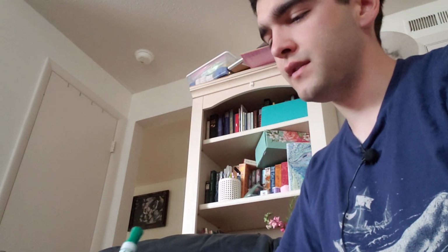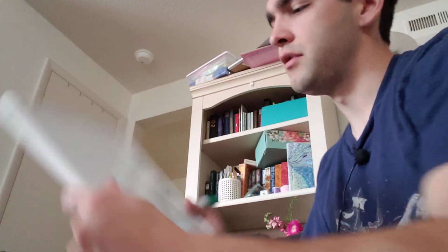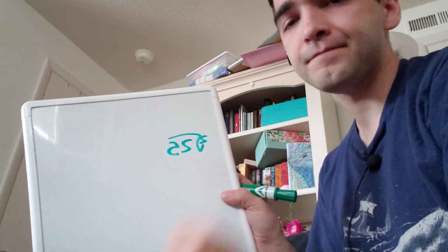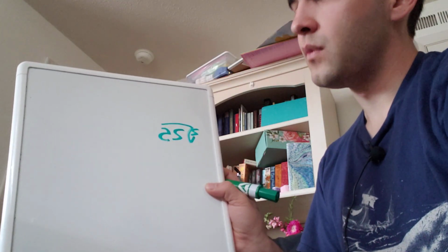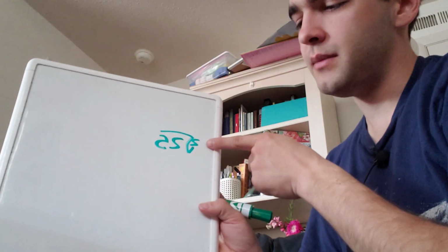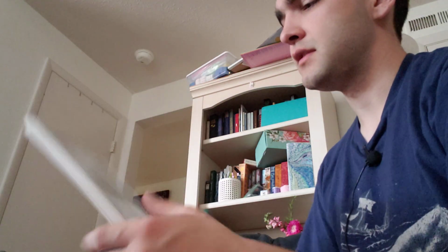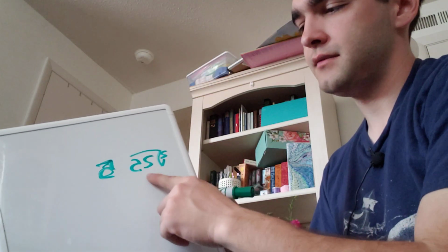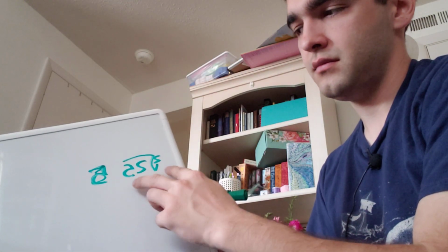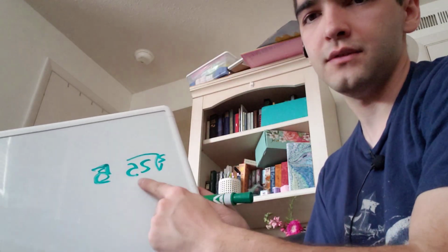So take 25, and we're taking the square root, like that. What number do you have to multiply by itself 2 times to get 25? And the answer is just 5. So 5 times itself 2 times gives you 25.